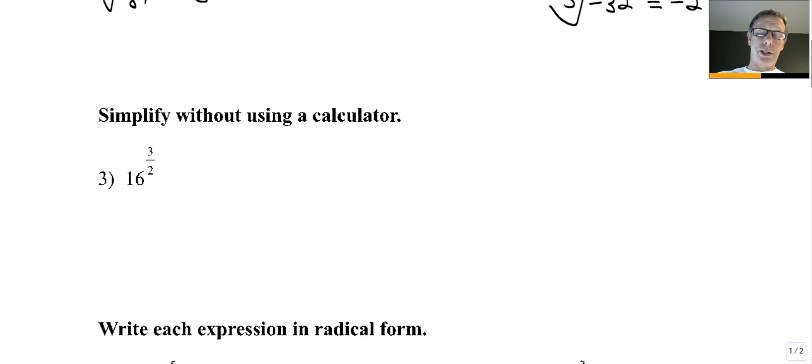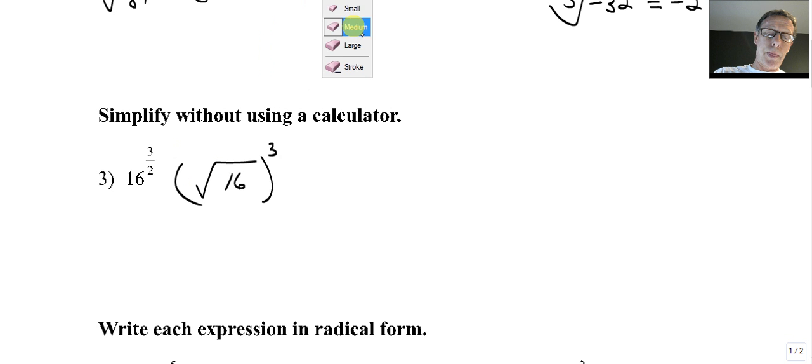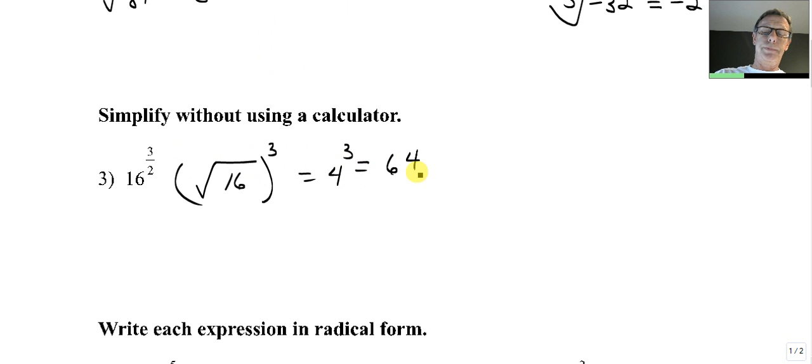The next one says simplify without using a calculator. So we have 16 to the 3/2 power. The root would be 2, and the power would be 3. So the square root of 16, and normally we don't show the 2, so I'm going to erase that. So we have the square root of 16, which is equal to 4. Then the 4 would be cubed, so we'd have 64.